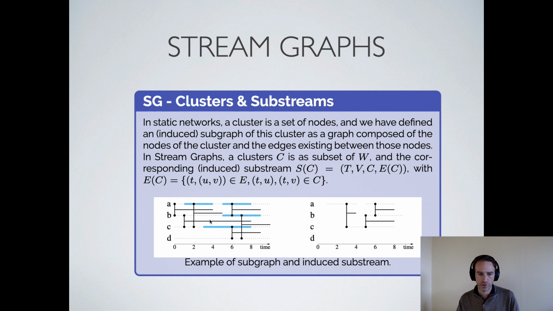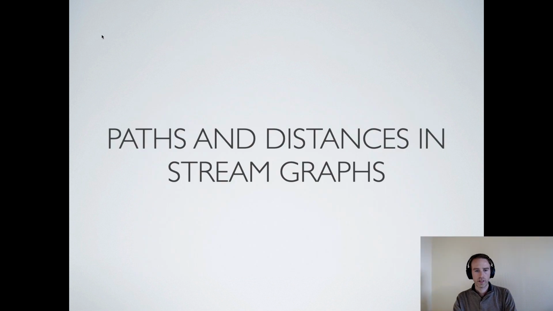So for instance, if you look at the edge between A and C, you can observe that in the original graph, this edge was starting at time 2, while in the new one, it's starting at 3, because C is not present in the graph from 2 to 3.